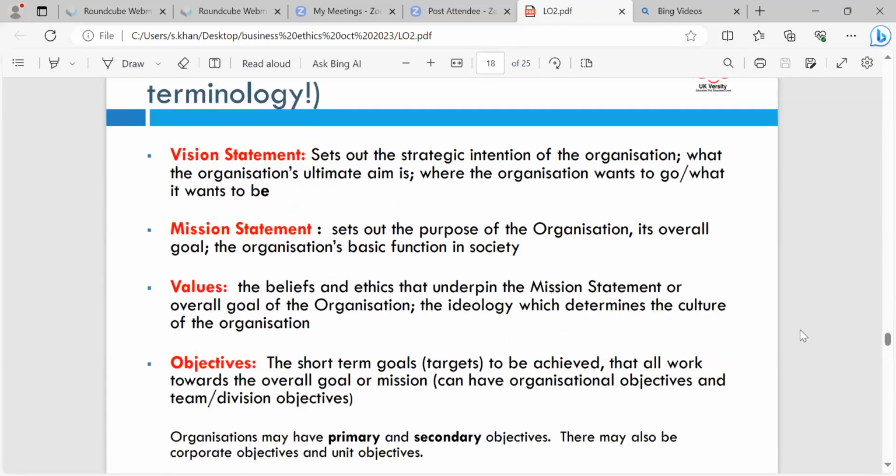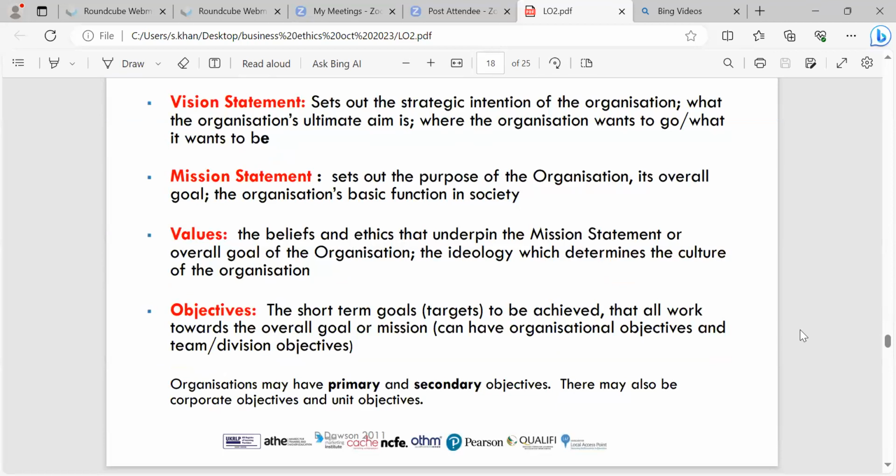Aims, objectives, understanding terminology. So the vision statement sets out the strategic intention of the organisation, what the organisation's ultimate aim is, where the organization wants to go and what it wants to do. Do you think the vision statement is the most important statement when it comes to identifying an organization? Yes. Why do you think it's so important?